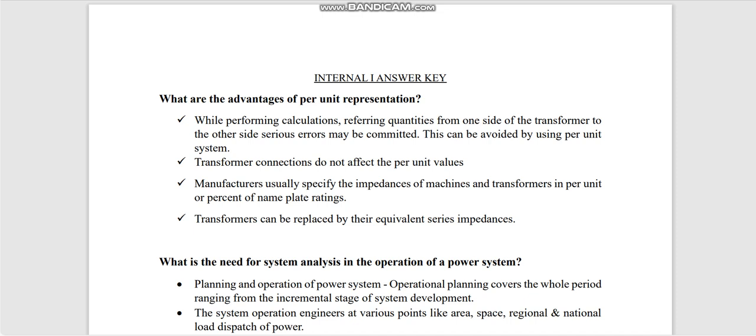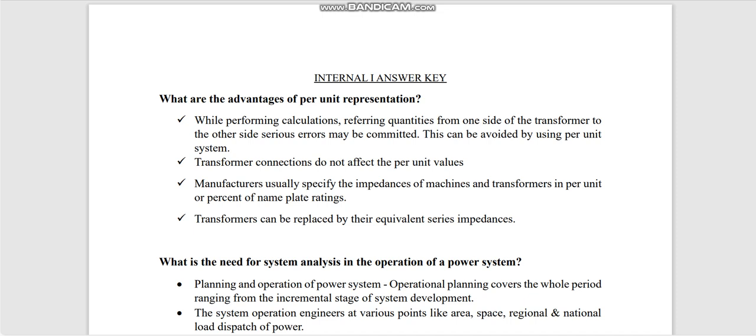Hello students. Now we're going to discuss the internal one answer key for the subject Power System Operation and Control. This is a very important session, so I request all the students to watch it carefully because it will be useful for your end semester examination. First of all, our first question: what are the advantages of per unit representation?